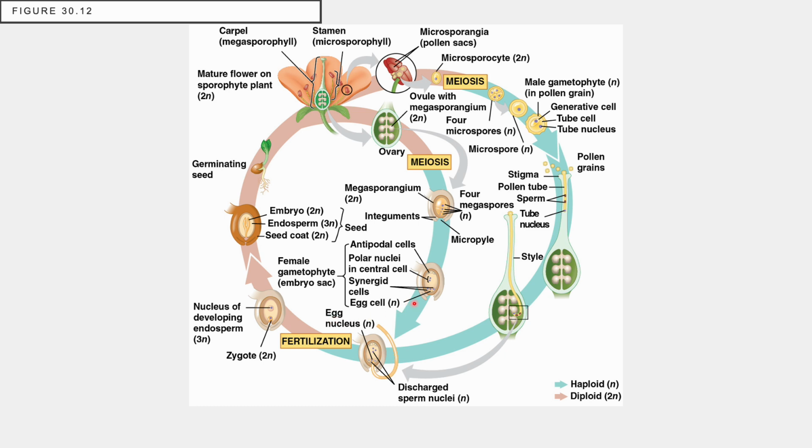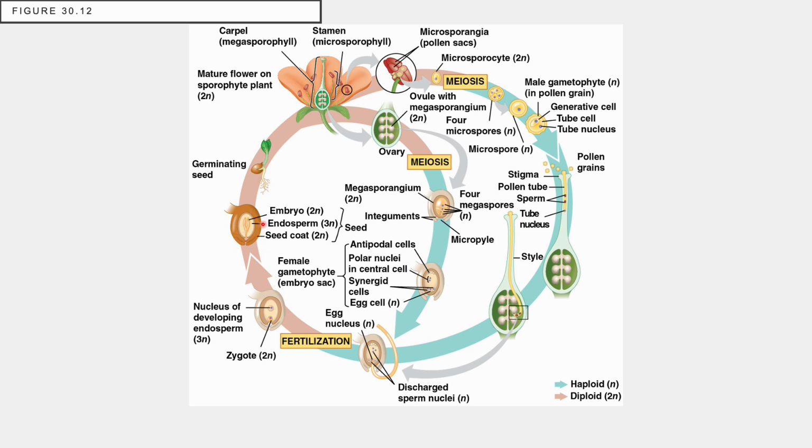the 1N egg cell is going to be met by a sperm. Fertilization occurs there. So fertilization of the egg cell, fertilization of two polar nuclei, both of female origin, with sperm coming from the males, then go on to become part of what makes up the seed.